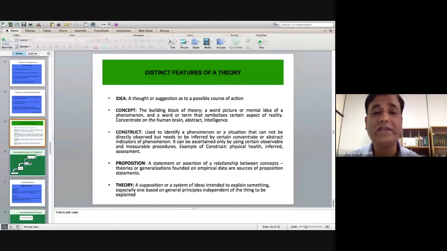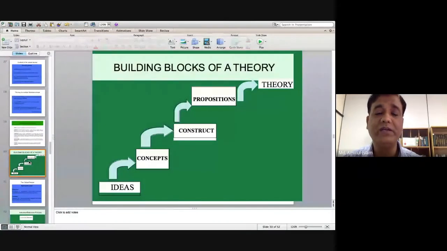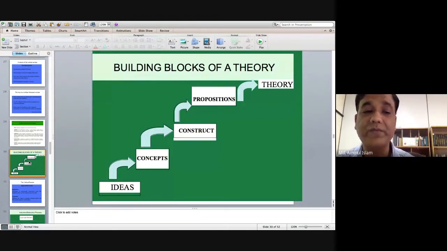So these are basically building blocks. Everything starts with ideas. So ideas are something, the raw facts and figures. From there, we develop, screen the ideas, we make them useful, relevant, and they become a concept. Then we break it down into small sub-concepts, which become constructs. Then we move forward to propositions. And once propositions are proved, then it becomes a theory. This is the building blocks of a theory.